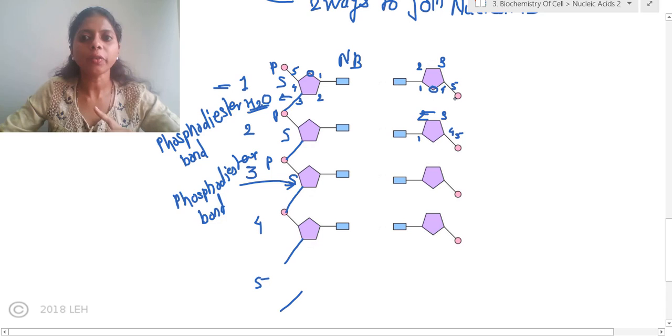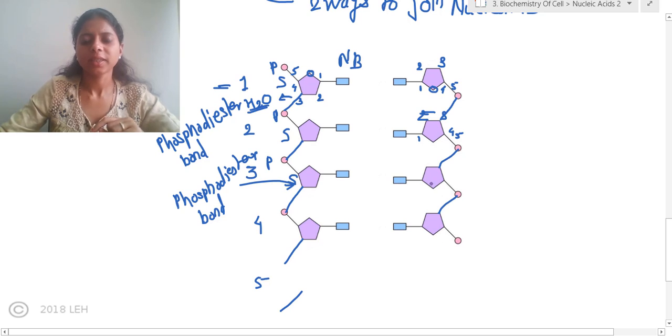So first of all, there will be formation of a bond between the third carbon and phosphorus. So all these bonds are also joined to one another exactly like the previous one, just in the inverted fashion. Got it? Just in the inverted fashion.